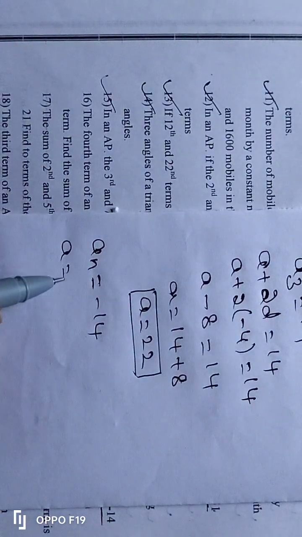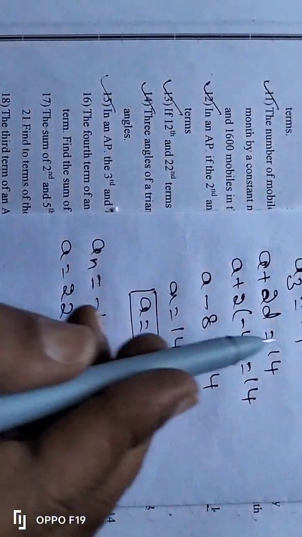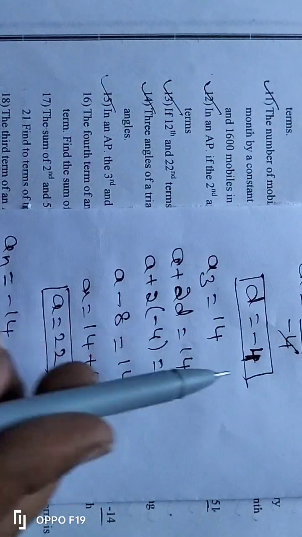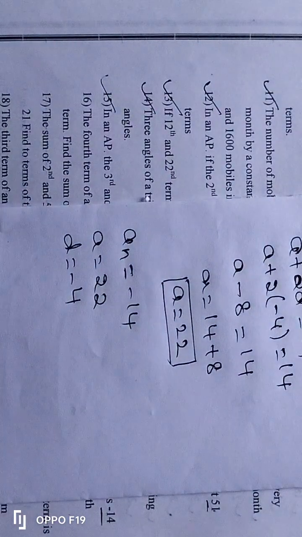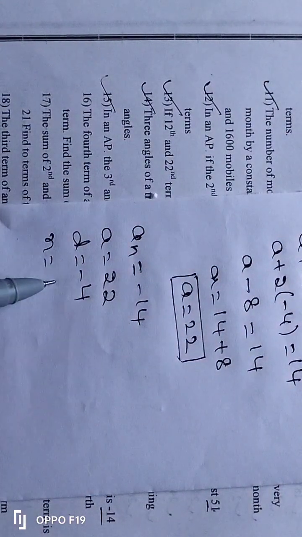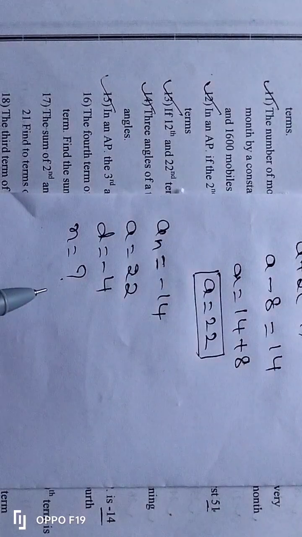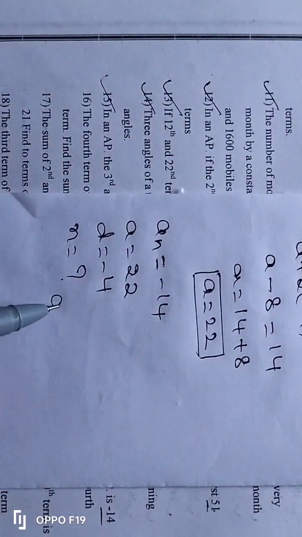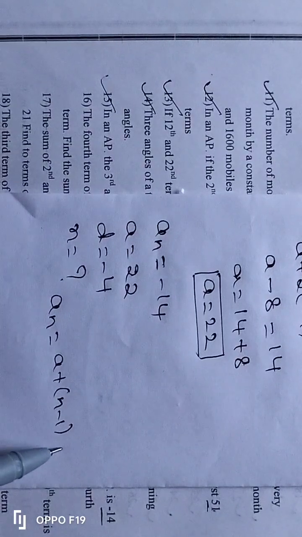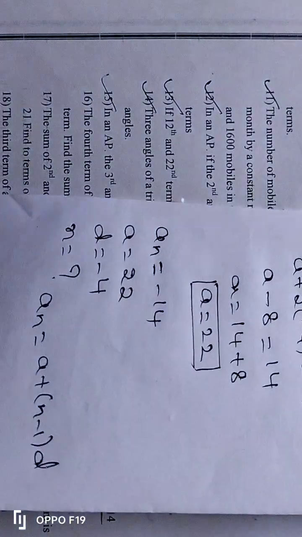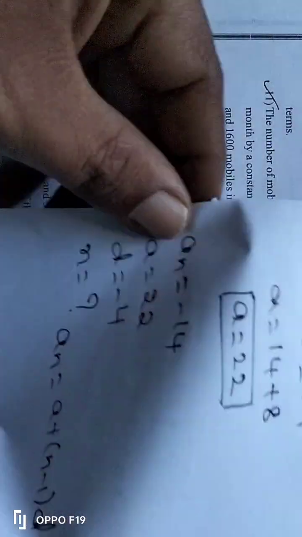Then what is the first term he has given? 22. Then what is the common difference we got? Minus 4. So d is equal to minus 4. Now let us find out n. So which term? For that, let us use an. An is equal to a plus n minus 1 into d. So after writing the formula, now let us solve this.